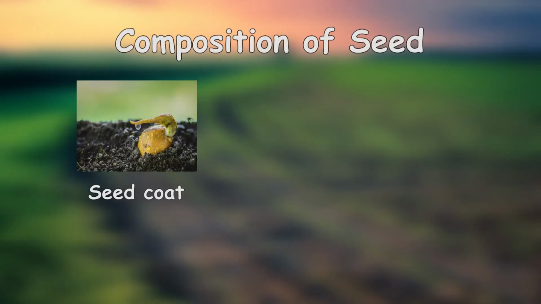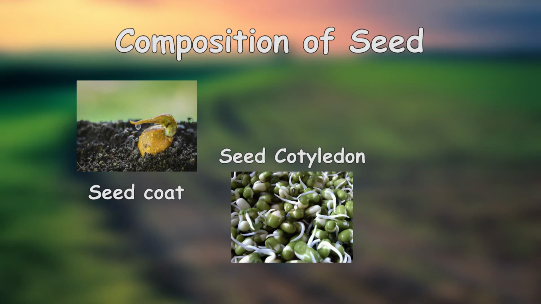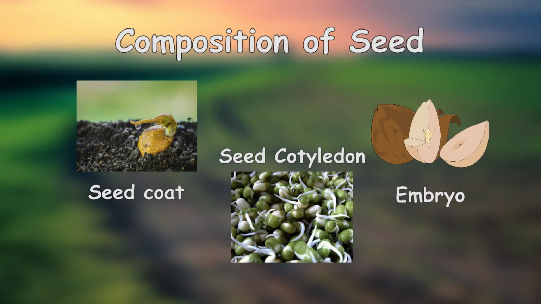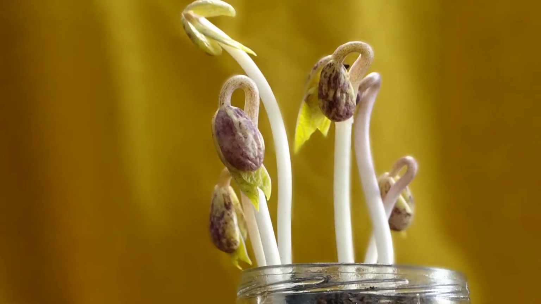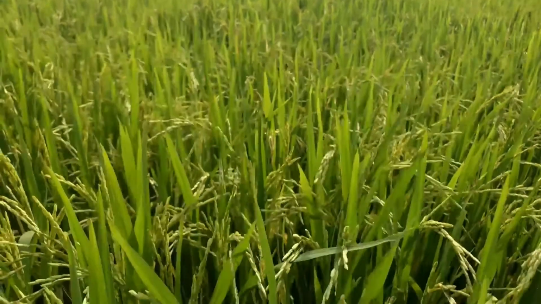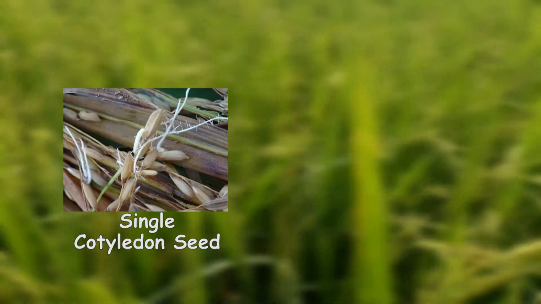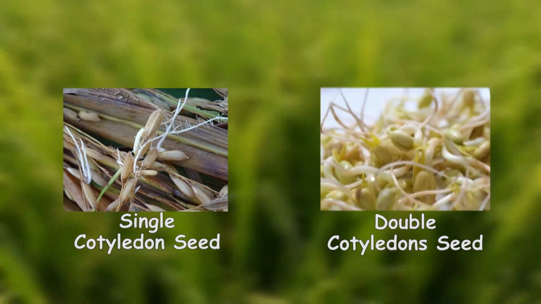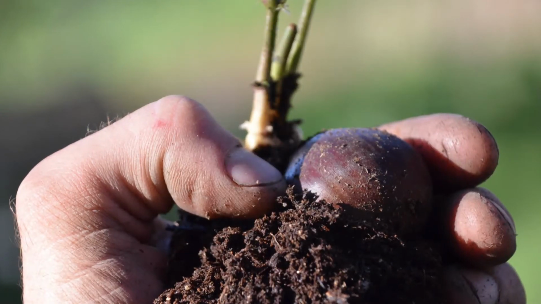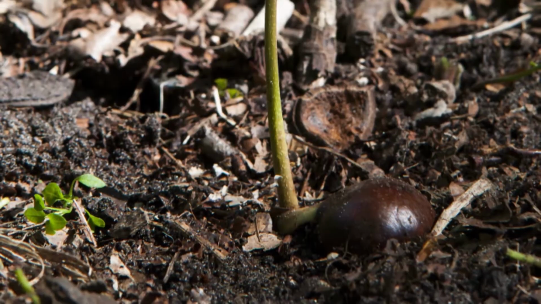A seed is generally made up of three parts: seed coat, seed cotyledons, and embryo. So let's try to understand what these are. Seed coat can be thin, for example, in beans, or it can be very thick, for example, in coconut. Seed cotyledons are also known as seed leaves. A grain of rice has only one cotyledon, whereas beans have two cotyledons. Embryo is like a small baby plant and it stores food for germination.